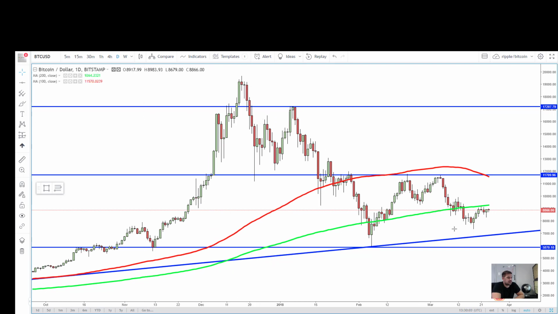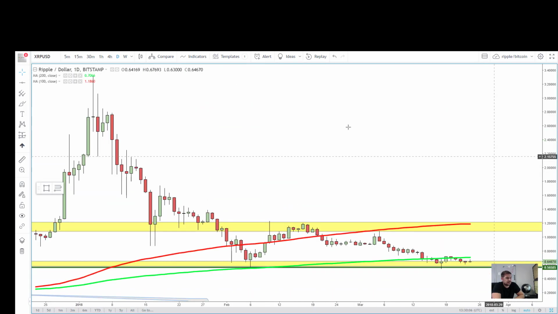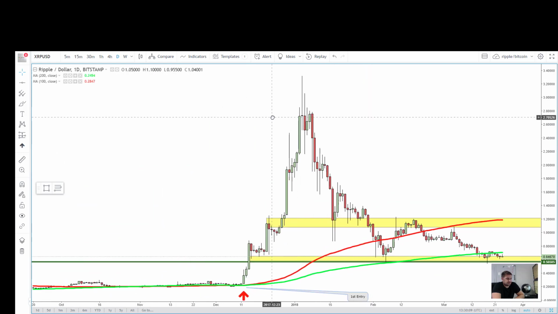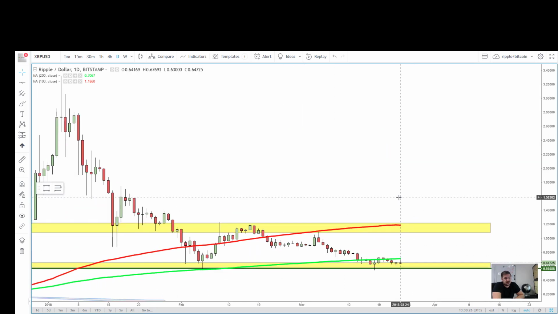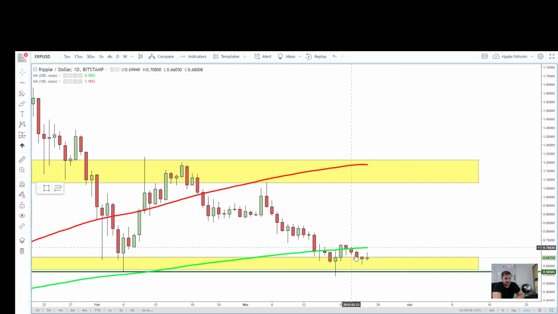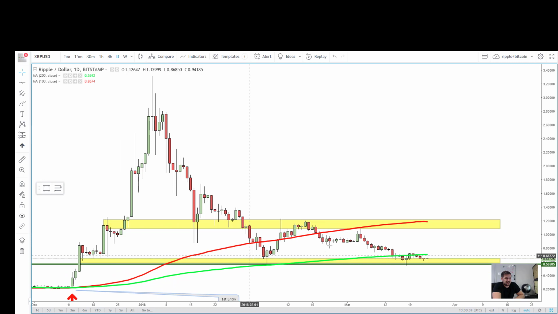All right, another chart. Let's have a quick look at Ripple. Again, very similar. We've got this floor here around the 50, 60 cent area. And we've got again this 200-day moving average, which is very similar to Bitcoin's, acting as dynamic resistance. It's struggling to break above it and stay above it. It really is just ranging within this 50 cent to sort of $1.20 range. So we need to just wait and see.